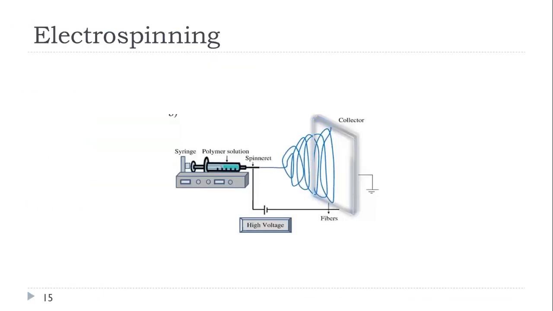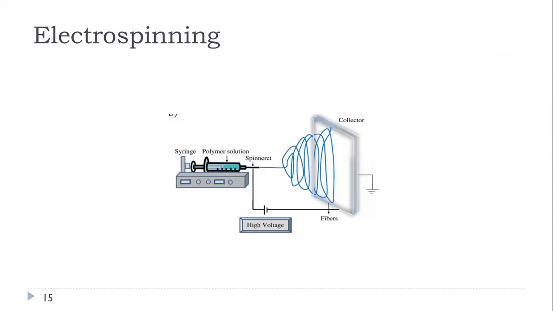One of the most interesting techniques to produce membranes is electrospinning. Basically, what's happening is you put a polymeric solution in a syringe, and you have a high voltage power supply that you put on the head, a metallic head of the syringe. On the other side, you have a collector, a metallic collector.